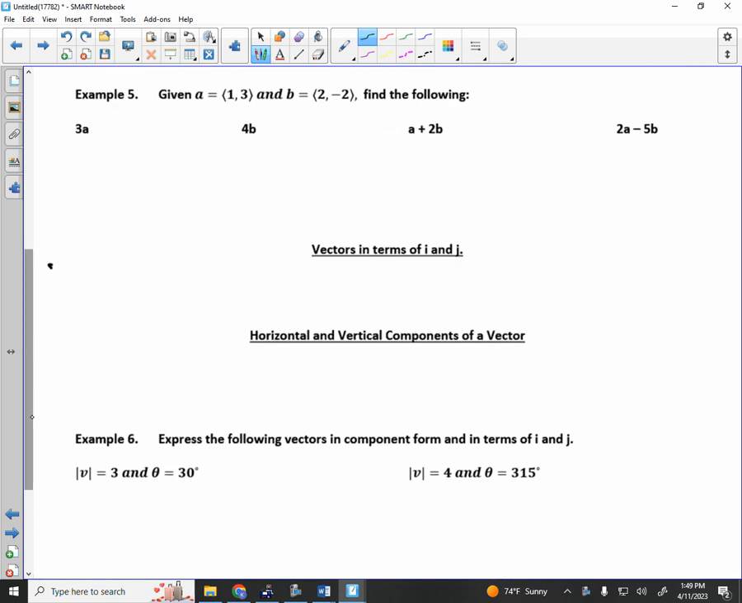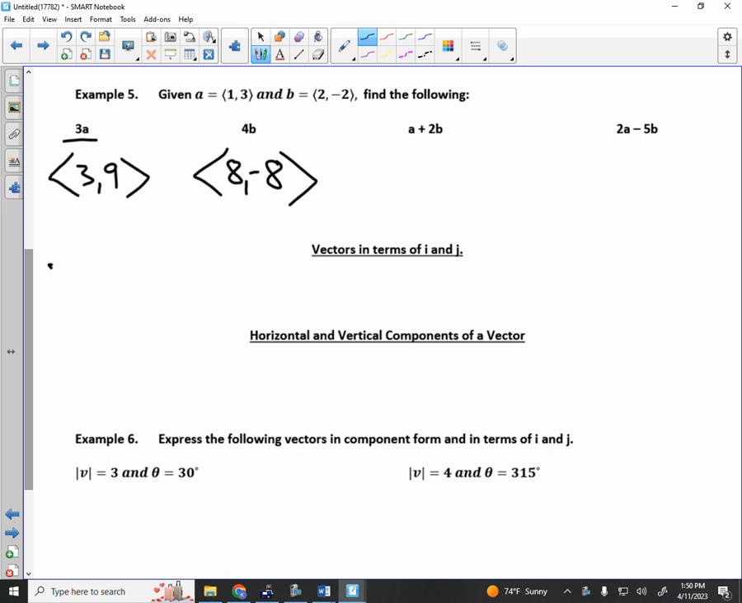Drives me nuts. All right, so let's do some arithmetic with these vectors. Given vector A is 1, 3, and vector B is 2, negative 2, determine 3A. So what do you think we do to determine 3A? Yeah, you just distribute the 3, and when you do that, you get 3, 9. If I compute 4B, you distribute 4, and you get 8, negative 8.